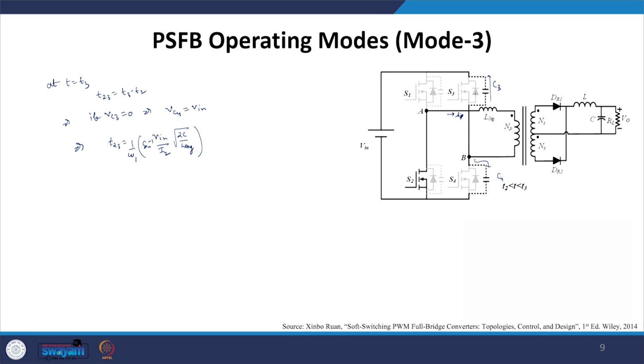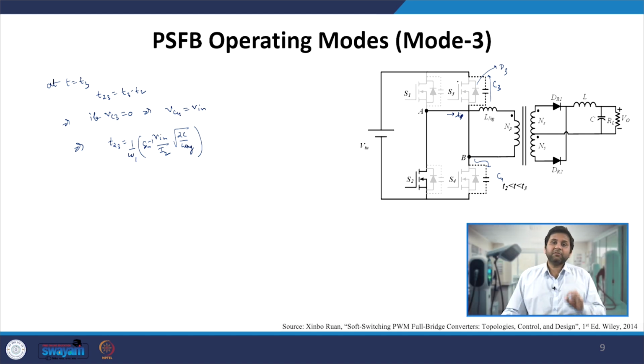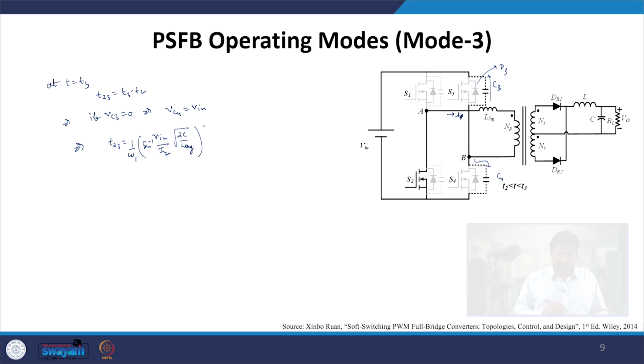The moment the voltage Vc3 goes to 0, the diode D3 will get turned on, and if the diode D3 is turned on, the voltage across the S3 switch is equal to 0. When the voltage across S3 is 0, you give the turn on pulse to S3, so you will achieve zero voltage switching of the switch S3. So at t equal to T3, if we assume Vc3 goes to 0 and Vc4 goes to Vin, our T23 value will become something like this.